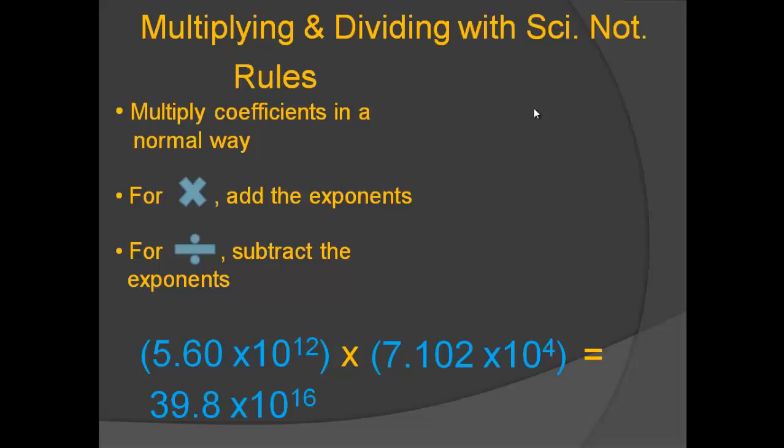And there you go. You would get 39.8 times 10 to the 16th, but remember, we can't forget the rules of scientific notation, and that coefficient must be between 1 and 10. 39.8 isn't, so you would move it: 3.98 times 10 to the 17th.